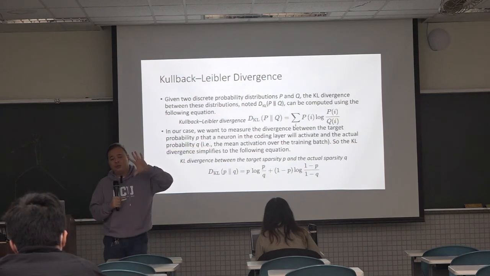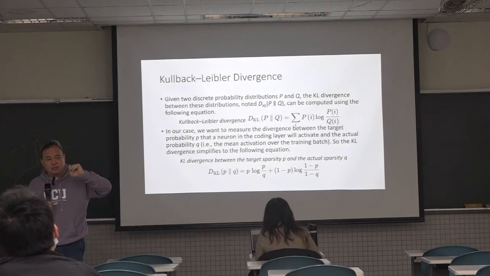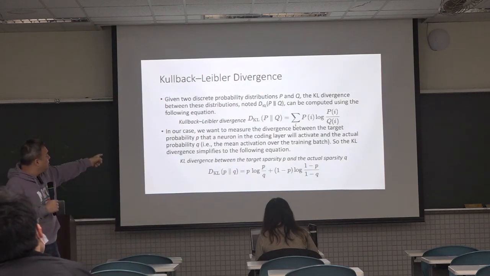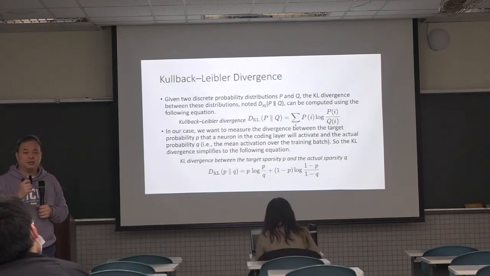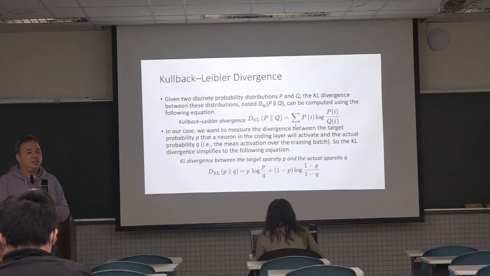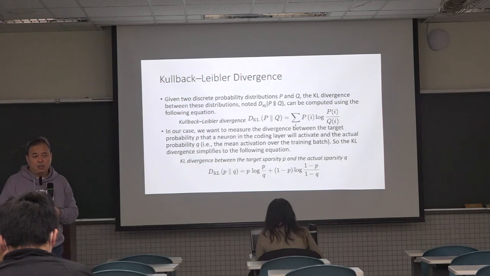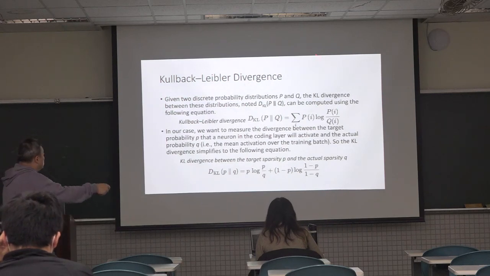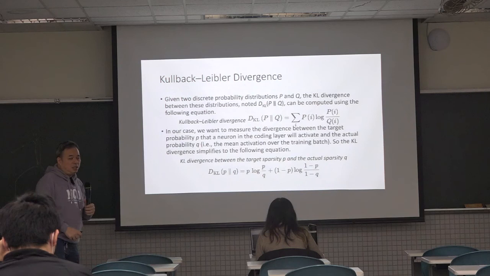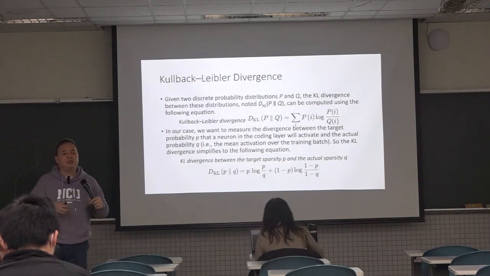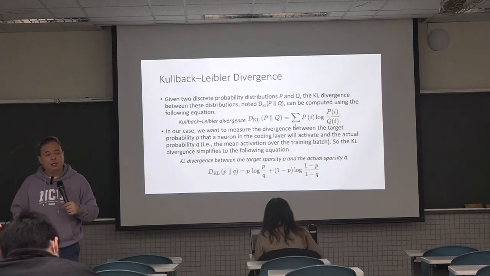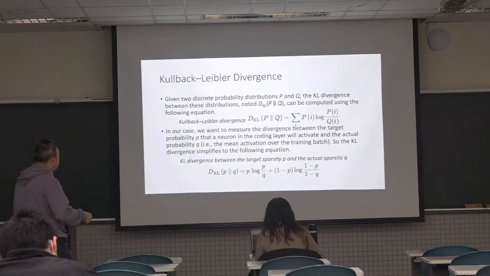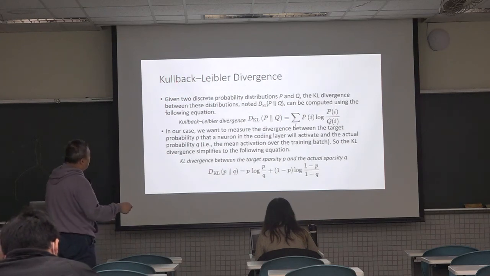If two distributions are similar, then the KL divergence is going to return something close to 0. If they are very different, it's going to return a large number. So this can be used to measure similarity between things. It can even be used to measure similarity between two poses. So there are many applications of this Kullback-Leibler divergence.